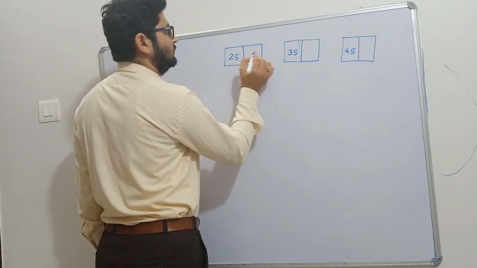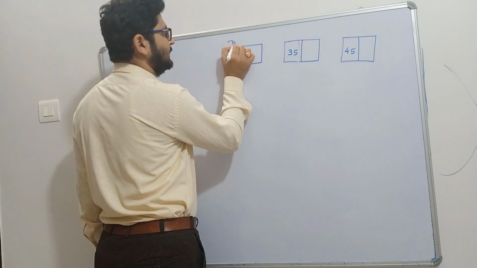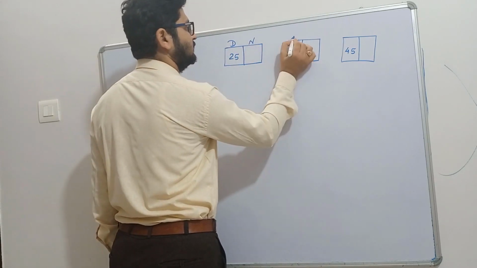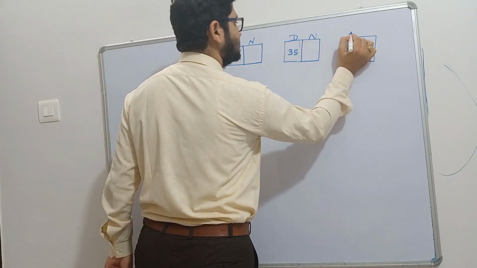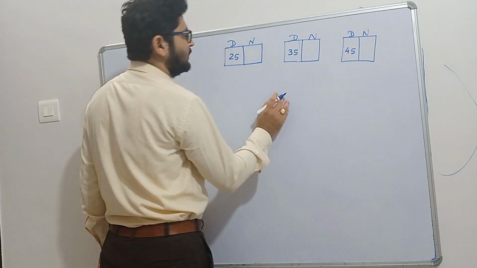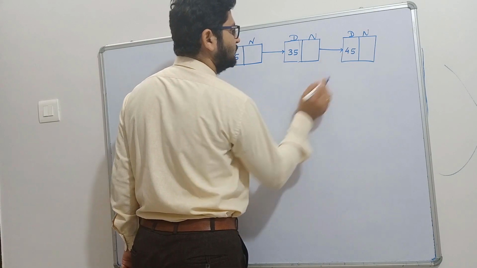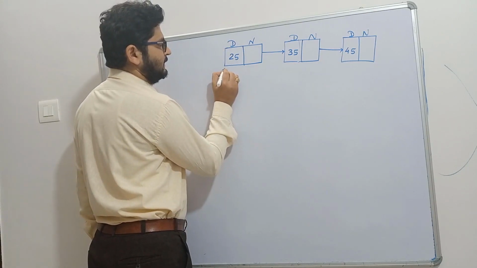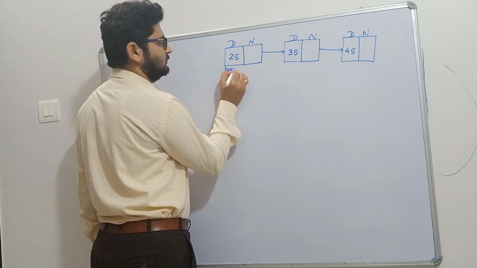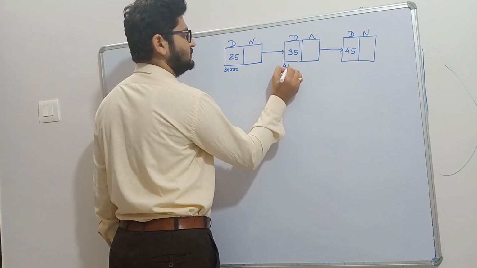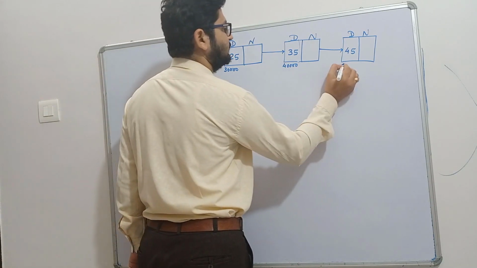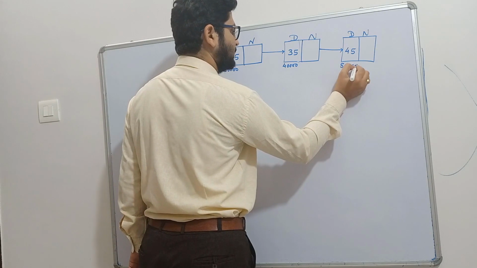Now this is nothing but the data part, this is the next part. Again this is data, next, data and next. Now this node is pointing to the second node, and the second is pointing to the third node. Let us suppose the address of this node is 30,000, the address of the second node is 40,000, and the address of the third node is 50,000.